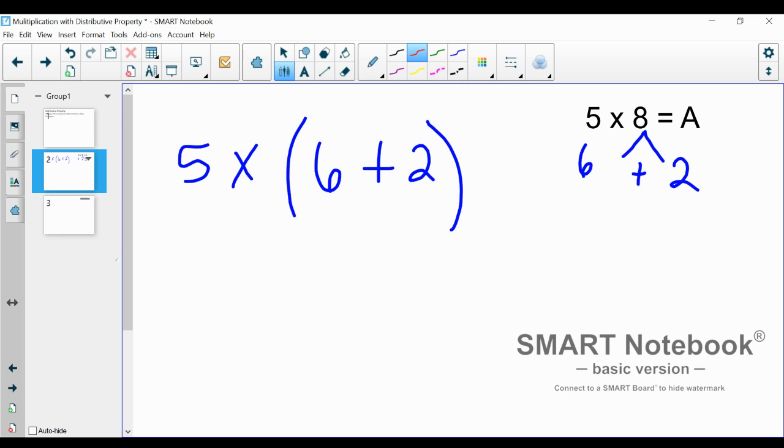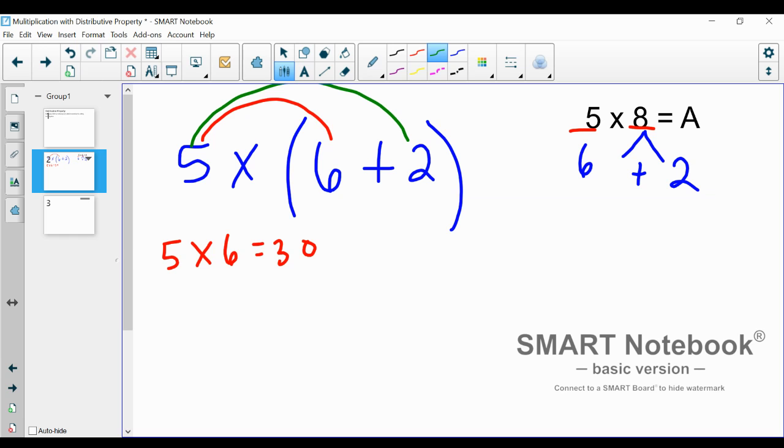And then I'm going to multiply smaller numbers together now. So instead of multiplying 5 times 8, I'm going to multiply 5 times 6, which I know equals 30, and 5 times 2, which I know equals 10. The reason the strategy is so great is, let's say you think to yourself, I don't know 5 times 8, but I do know 5 times 6, and I do know 5 times 2. So it's basically breaking apart this number into multiplication equations that you know really well.